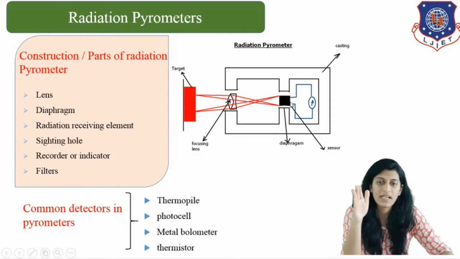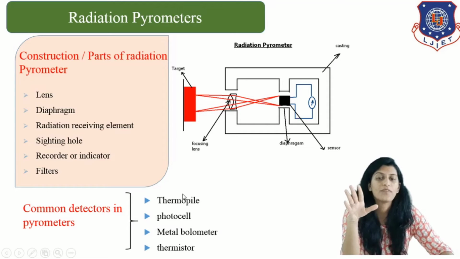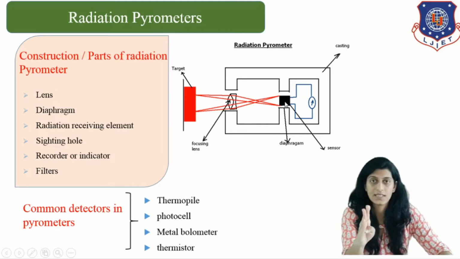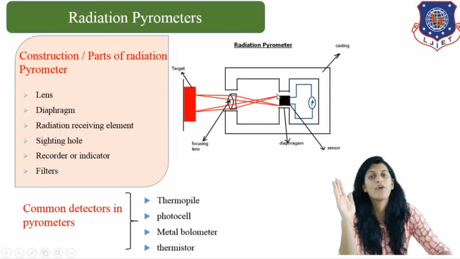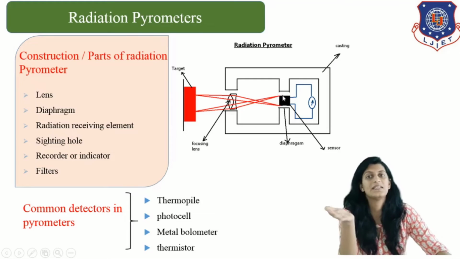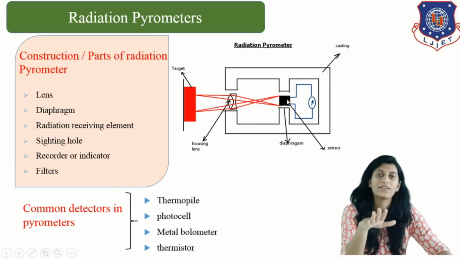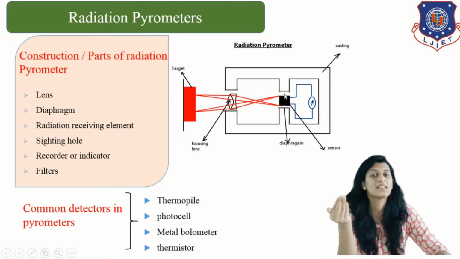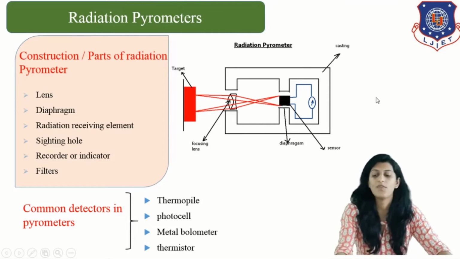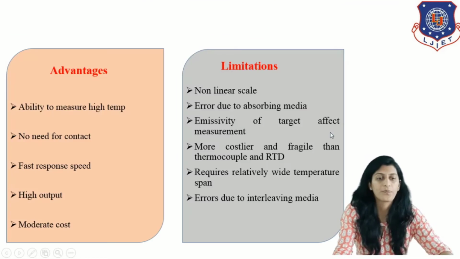When it falls on the diaphragm, with the help of any of them, suppose we are talking about a thermopile, the energy is transferred into electricity, right? The heat energy falling into it is then transferred into electrical energy, and based on the intensity of electricity generated, we can determine the temperature of our hot object.